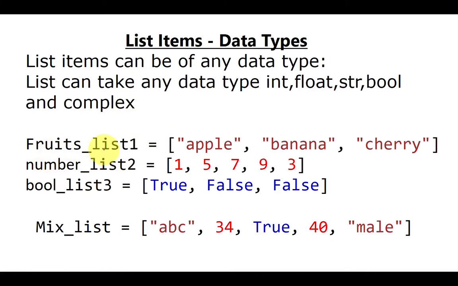So right here we have a fruits list. This is an example of lists. We can also have lists of all numbers. We have a Boolean list. You can also have it mixed. In one list, we can have different types of data. So we have string, int, Boolean, int.